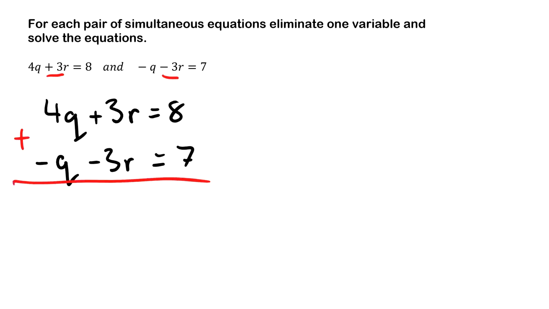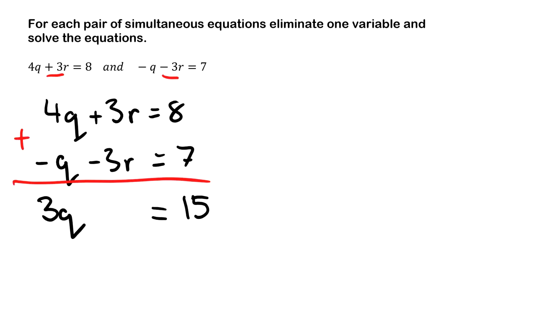At this point, I like to draw a line going across, and you just focus on each part. I'm going to focus on the q's here. We go 4q plus minus q, so 4q take away q, and that gets me 3q. Then we have 3r plus minus 3r, so that's 3r take away 3r. We get nothing, so I don't have to write anything. The equal sign stays. Then we get 8 plus 7, so 15.